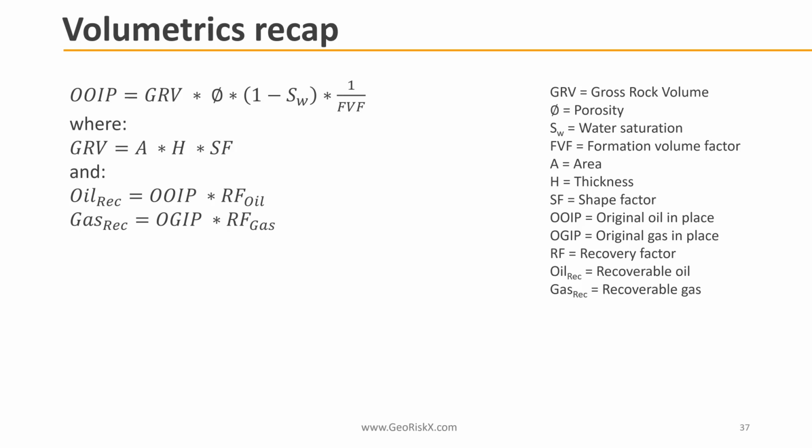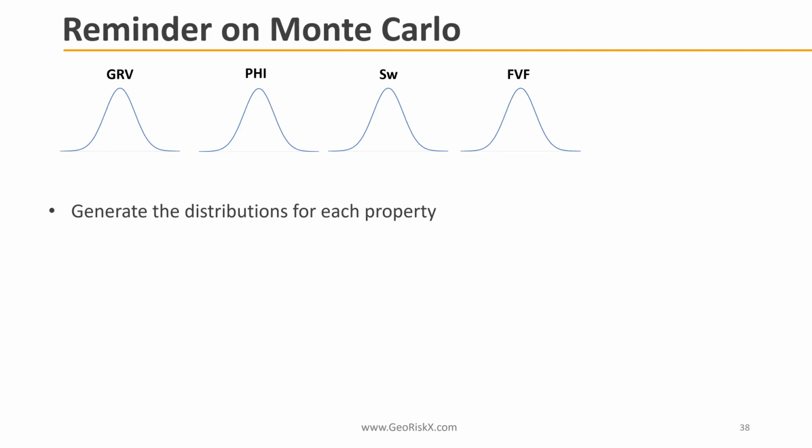So first of all, we want to be working with a range of outcomes for each of these properties. Like I've said many times before, there's not one porosity. There is a range of porosities. And so what we want to do is use our Monte Carlo approach. The first thing we're going to do is generate a distribution for each property. So we're going to generate a distribution of our gross rock volume, of our porosity, of our saturation, of our formation volume factor, and whatever else we're going to put into this.